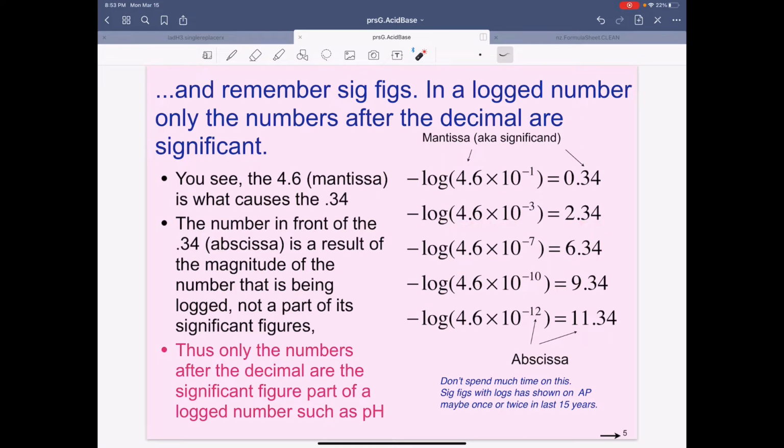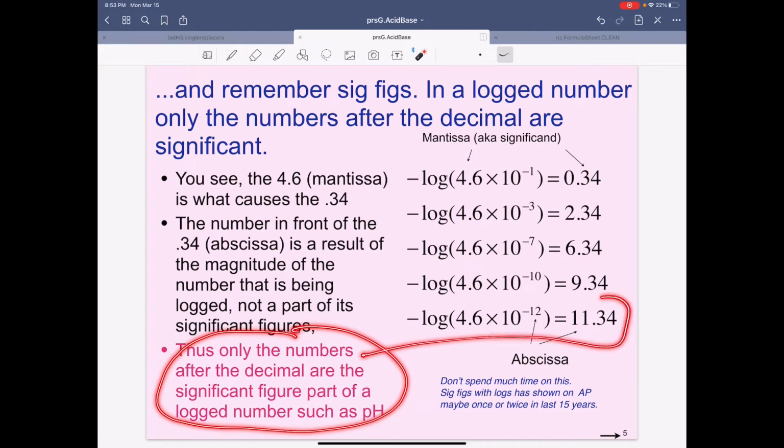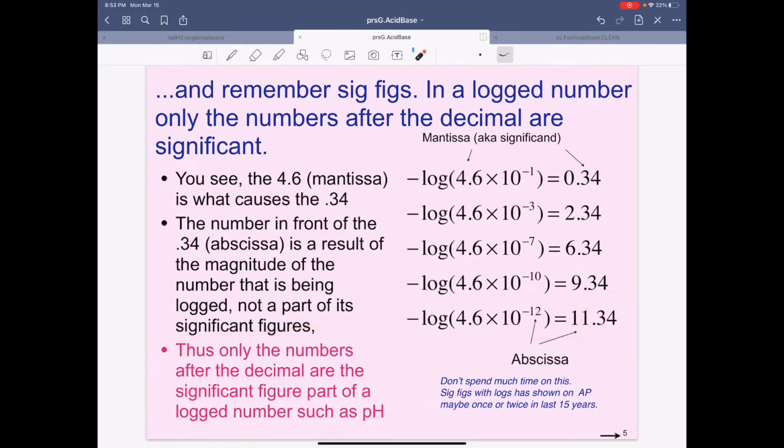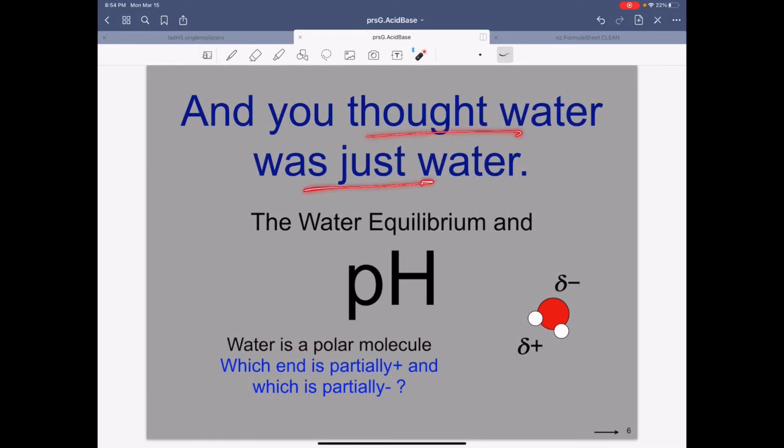It's important to remember that in a logged number, only the numbers after the decimal are part of the significant figures. Alright, and you thought water was just water. Well, I'm sure you remember that the oxygen end of the water is the partially negative end of the water, and the hydrogen end of the water is the partially positive.